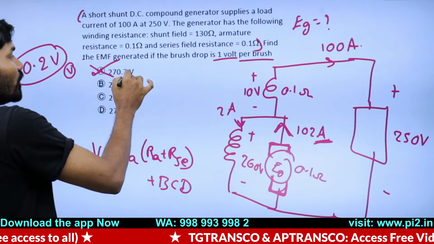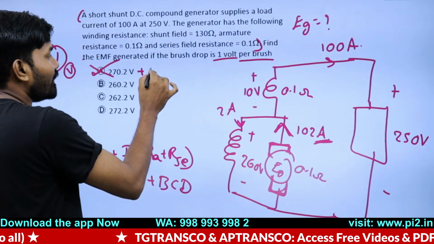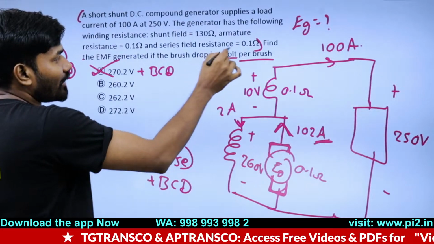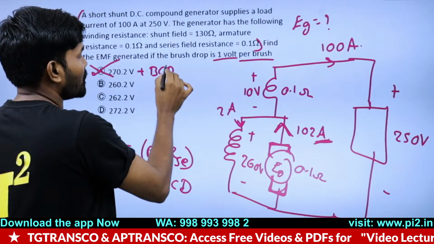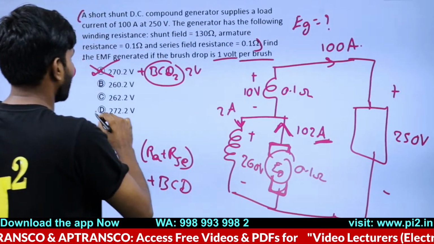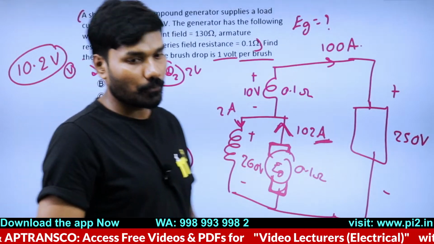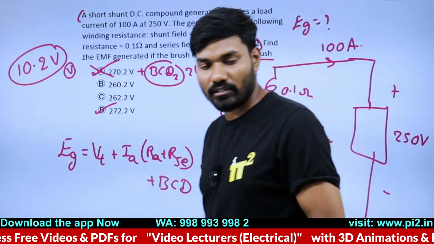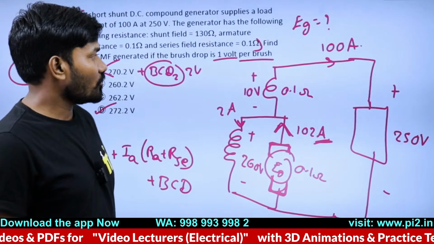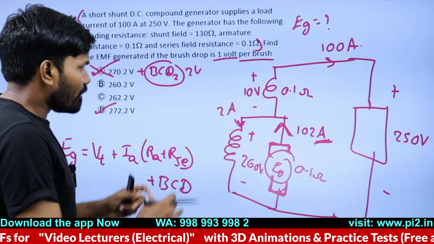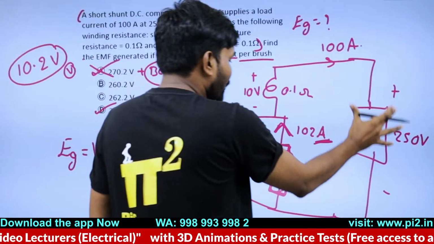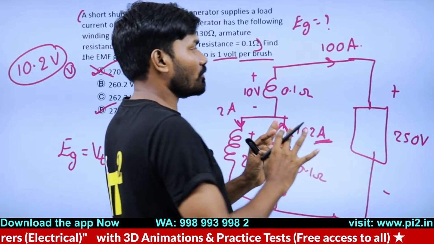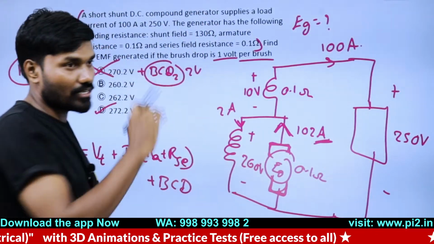So 270.2 plus BCD, brush contact drop of both the brushes, which is 2 volts. So answer is 272.2. All right, good, unique. This is the solution for this. And if you draw the diagram nicely, things will be a lot easier. You don't have to get to that text actually.